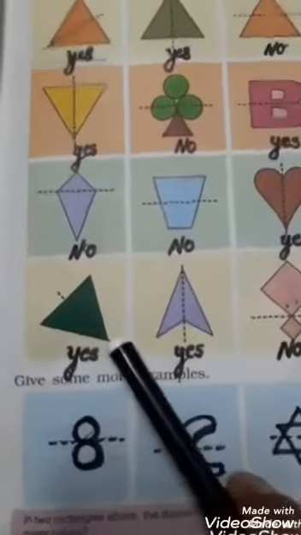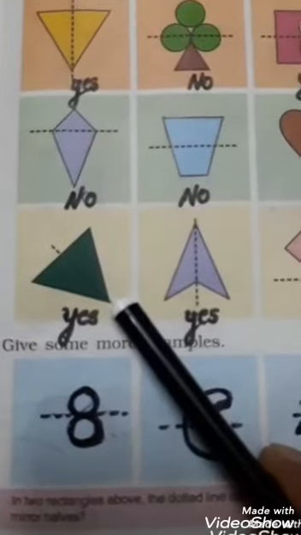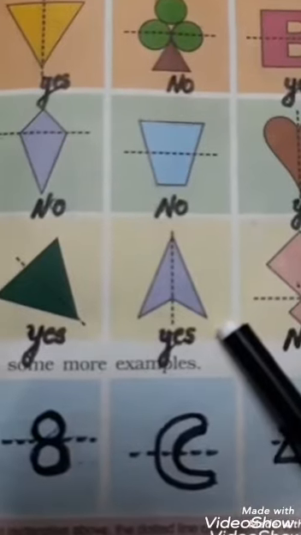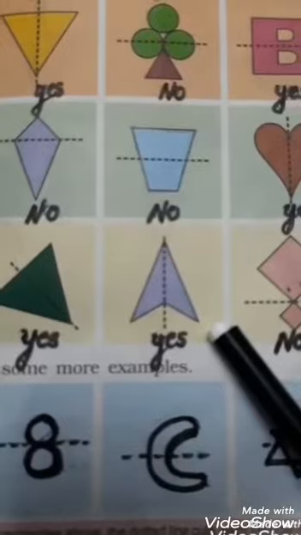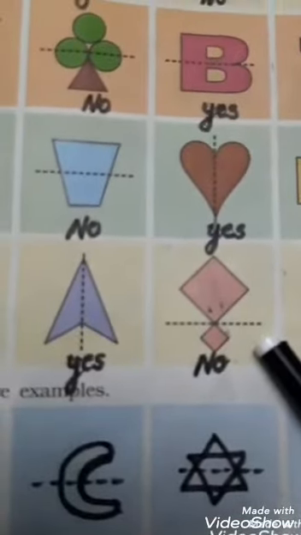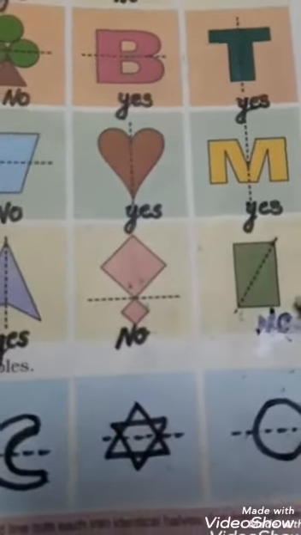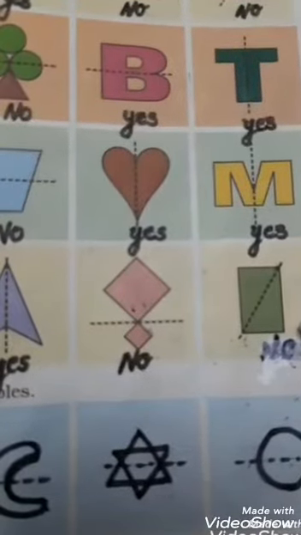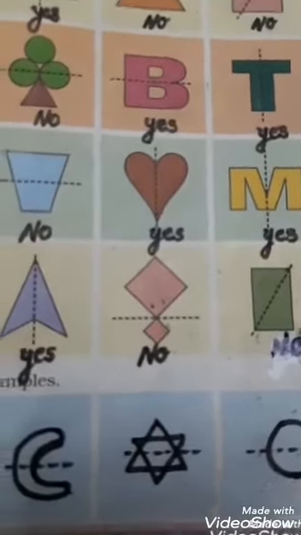Next is a triangle. It's cut into two parts. Both parts are similar mirror halves. So we have to write yes. Next figure is also a similar mirror half. So we have to write yes. Next figure is not a similar mirror half. So we have to write no. Next is a rectangle. The dotted line cuts it into identical halves but not mirror halves. So we have to write no.